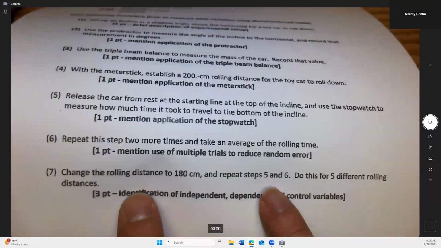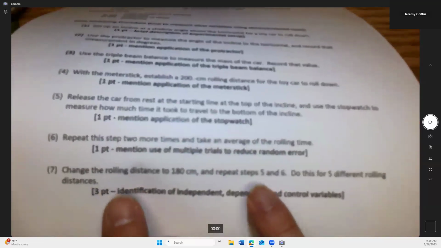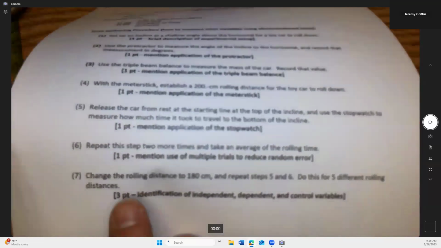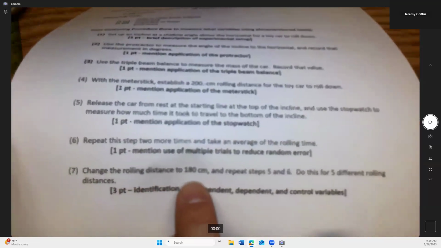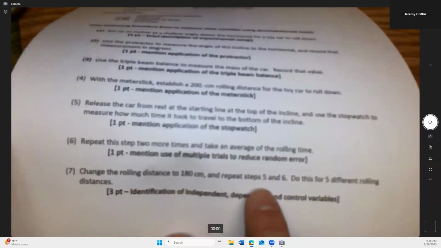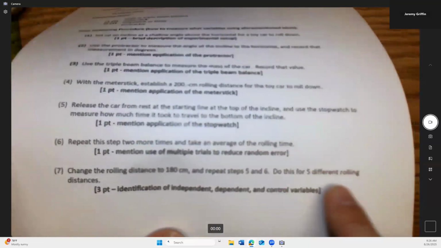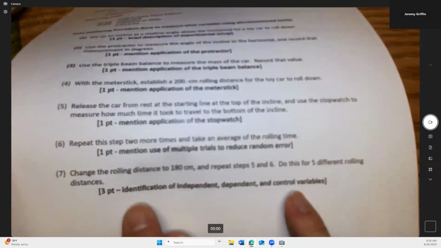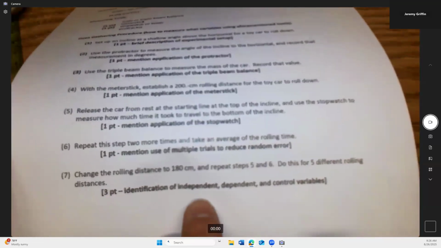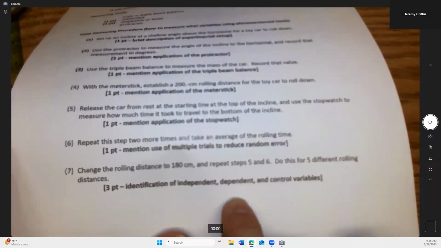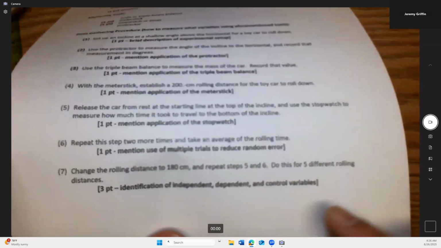And then, okay, I have to identify what's my independent and dependent variable. So step 7 here, say change the rolling distance to, well, a different distance, right? And repeat steps 5 and 6. So the past few steps of timing it. Do this for 5 different rolling distances. There you go. And at that point, I've identified what's my independent variable. In this case, distance. What's the dependent? In this case, time.